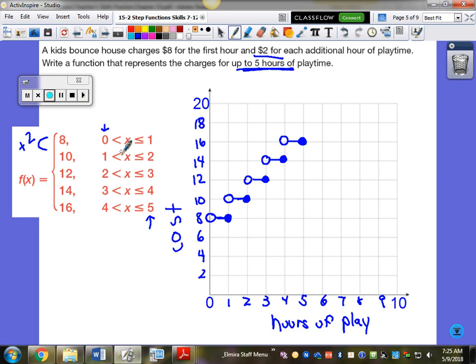So the 1 is here and the 1 is here. You put the equal bar based on which one is going to apply. At exactly 1 hour, are you paying $8 or $10? Okay, and that's where you put the equal bar. And then the rest of the equal bars follow the exact same pattern.